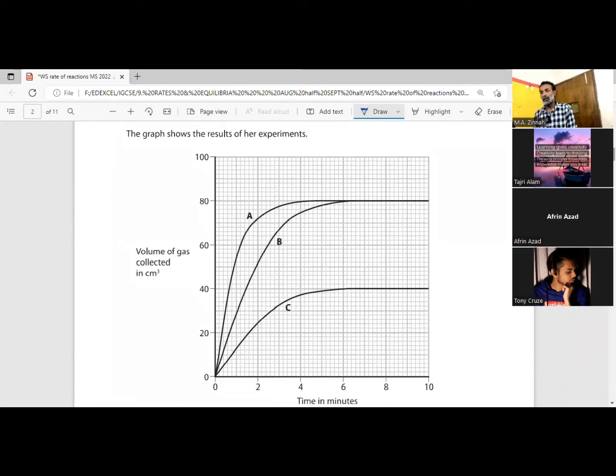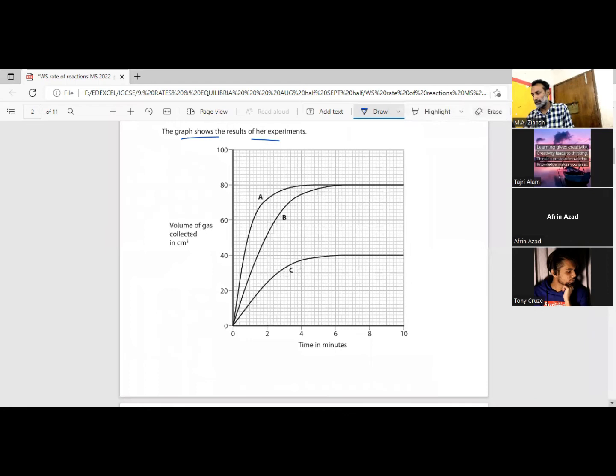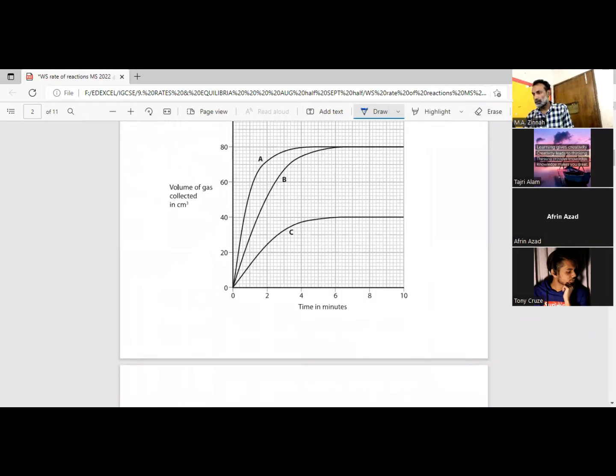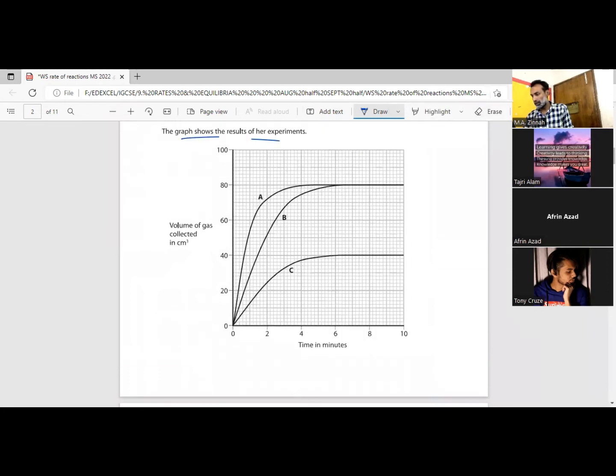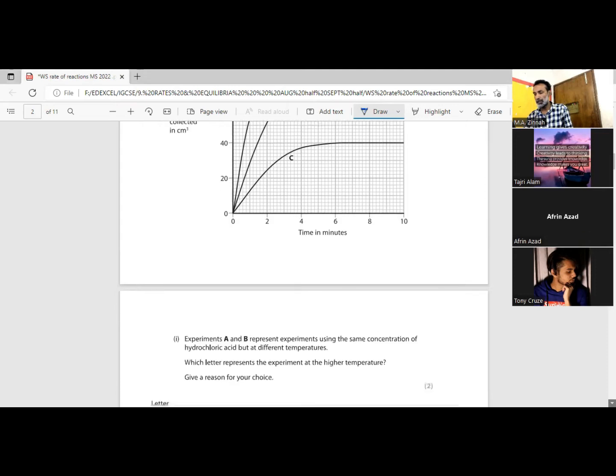Now you see the graph shows the results of our experiment. Okay, and this is there. This is a little problem here. I move to next page. For moving to the next page, I just copy this. I'm gonna copy this to show you. Okay, I'm moving to the next page.